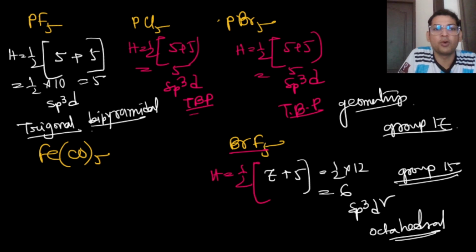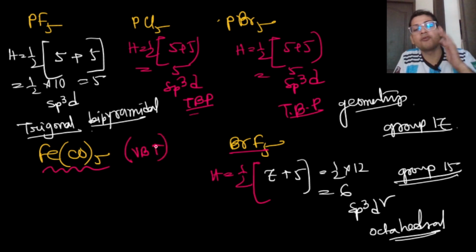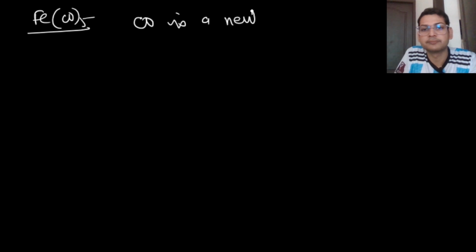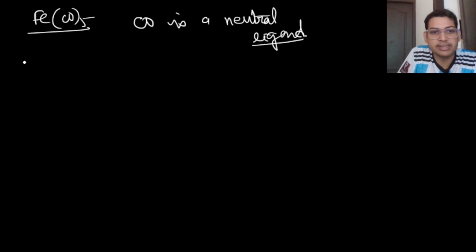And Fe(CO)5. For that we have to do VBT, valence bond theory of coordination complex. If you want, I can do it. Okay, I'll do it. You see, Fe(CO)5, how to do? First of all, CO is a neutral ligand. As it is a neutral ligand, so Fe is in zero oxidation state.